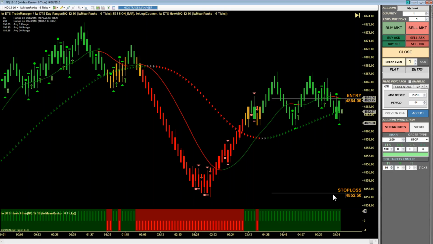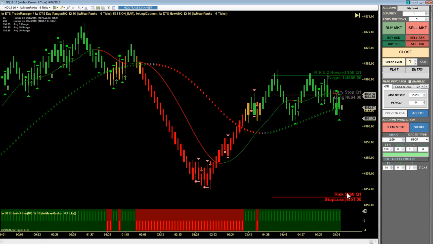And then, of course, if I run my stop way, way, way down here, well, I can go a little deeper still, it looks like. So I can run my stop way down here. Well, in theory, I could run it all the way down so that it's somewhere around $400 deep, because that's my max, my 2%.